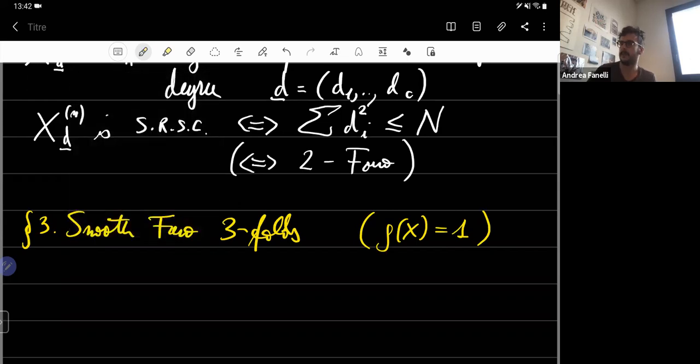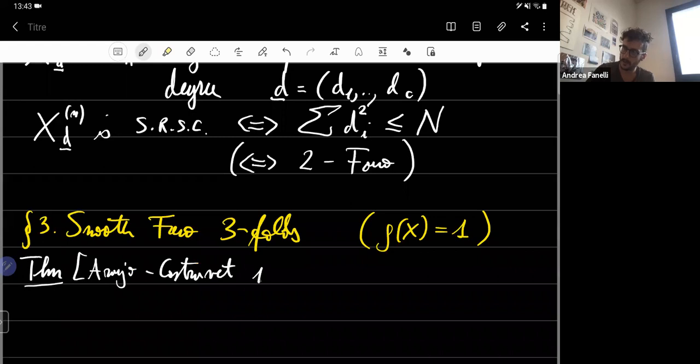I want to start this section with a theorem by Araujo and Castravet, in 2013. Before doing this, if you look at Fano threefolds of Picard rank 1, you of course have the classification of smooth Fano threefolds up to deformation, and you have all the families. And if you look at the families of Picard rank 1, you get 17 families.